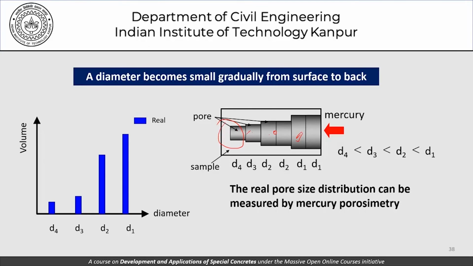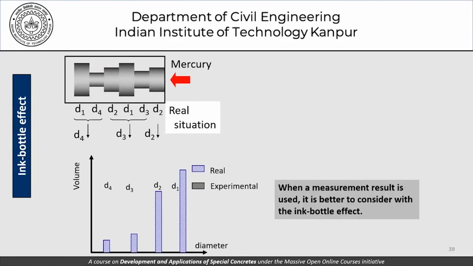I can put my diameters or the pores any which way I like, and we will get a pore size distribution the way it is shown. In a real situation, however, that may not happen. We may have some pores sitting here with a diameter D2, D3, D1, D2 again, D4 here and D1 here.